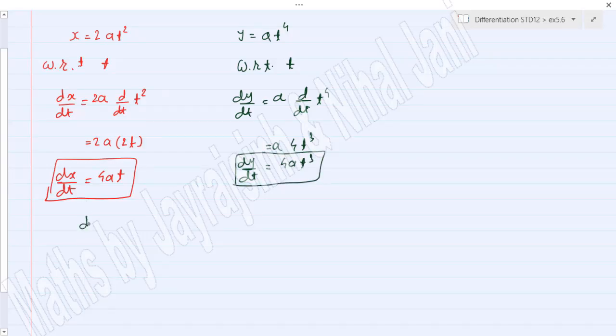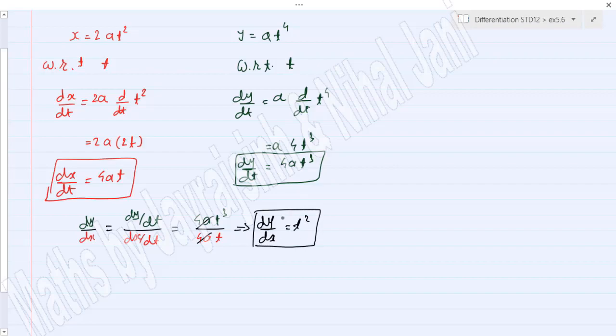Now to get dy by dx, we just have to take the ratio of dy by dt and dx by dt. So dy by dt is simply 4at cube and dx by dt is simply 4at. So 4a and one power of t will cancel out and we will get dy by dx is equal to t square. Ta-da! This is your answer.